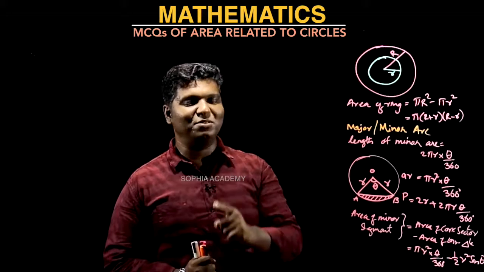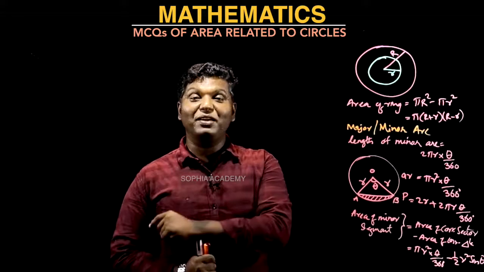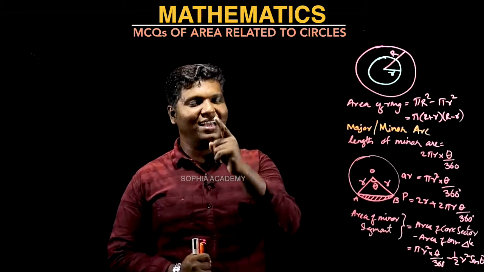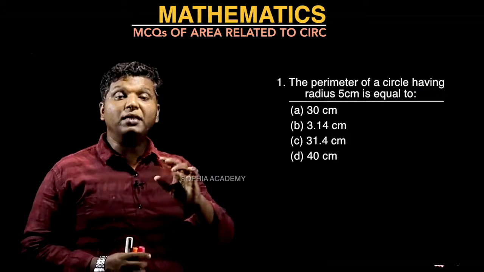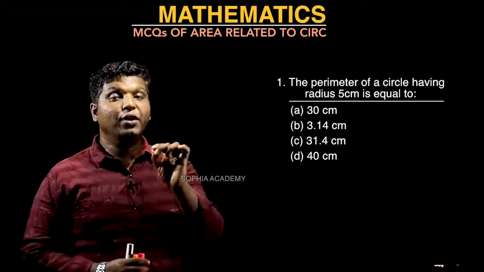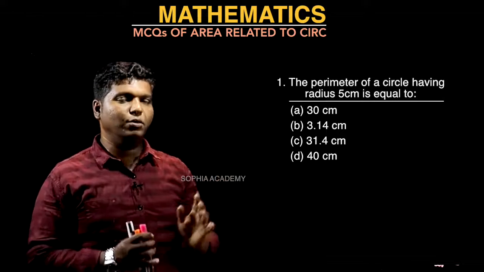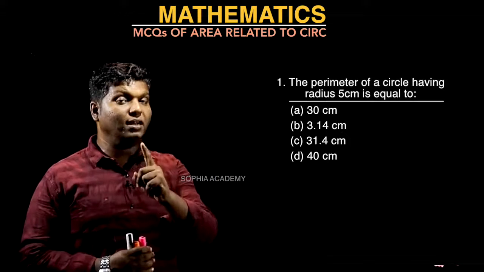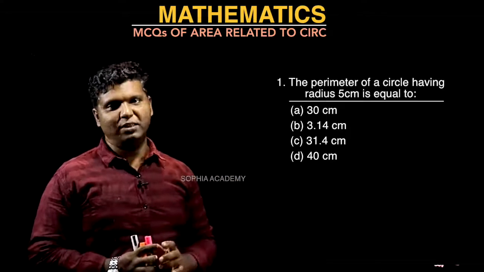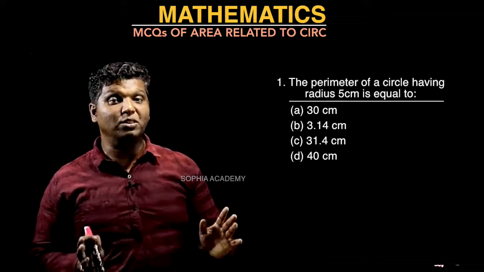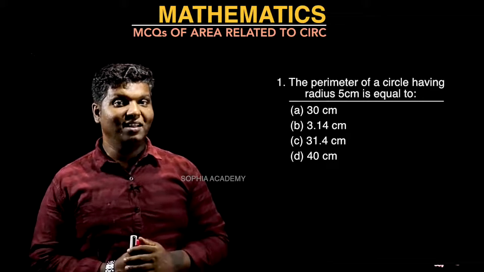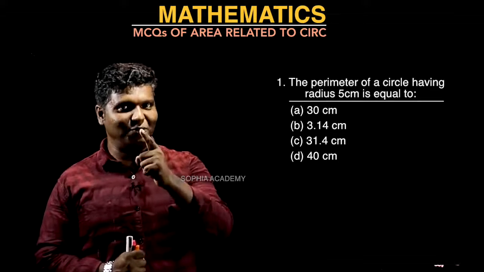Now let us get into the MCQ part. So let us get into the very first question of the MCQ of the chapter areas related to circles. The first question is, the perimeter of the circle having radius 5 centimeter is equal to. So the radius is 5 centimeter. You know what is the perimeter of a circle? Actually, the perimeter means it's the circumference itself.